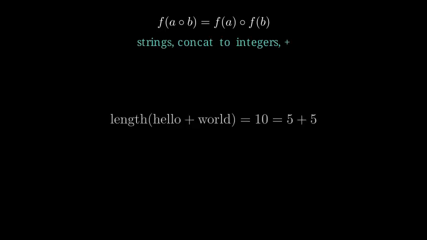Take strings under concatenation with the empty string as identity. Map them to the integers under addition. The map is length. The length of a concatenation is the sum of the lengths. Length of hello joined with world is 10, which is 5 plus 5. Wait, is that just a coincidence? It is not a coincidence. It is the homomorphism property.